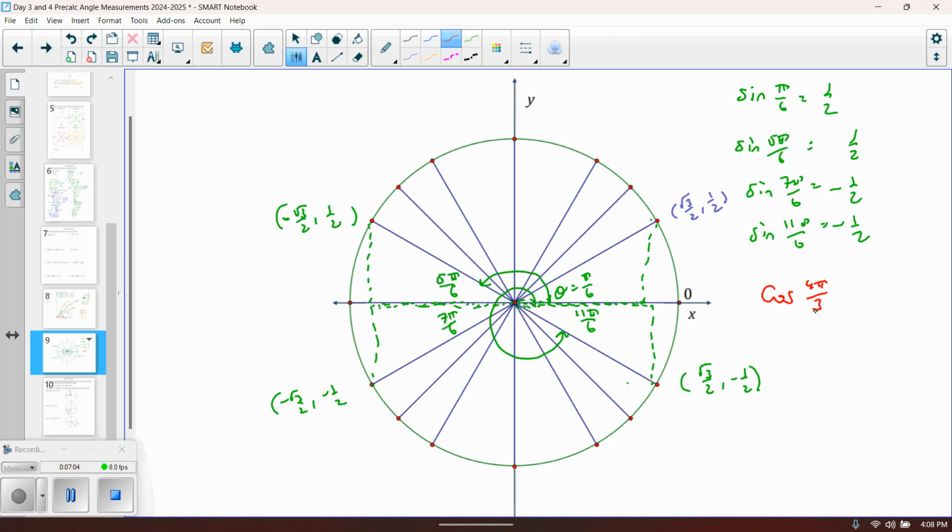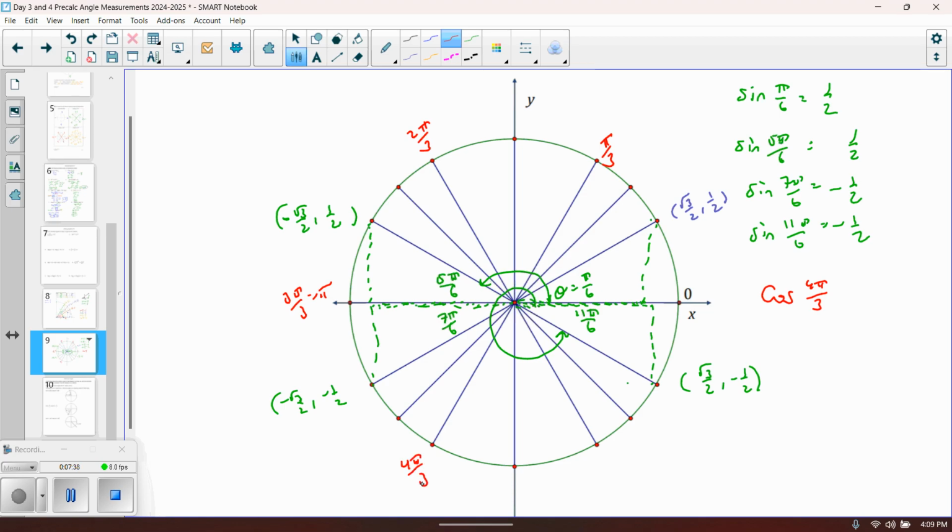First thing you have to figure out is, where the heck is 4 pi thirds? Well, again, it is all the non-reducible pi thirds. Pi thirds would be here at this one. Okay, that's not an ordered pair, that's just the angle. 2 pi thirds, well, would be the next one. That's non-reducible. That's over here. 3 pi thirds, well, that's pi. So that's reducible.